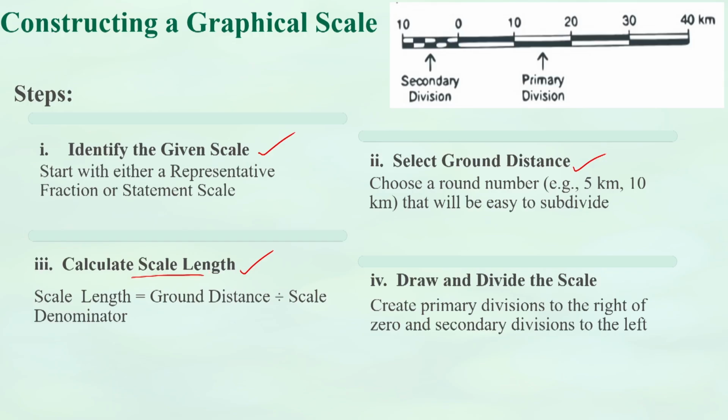Final step is, after having the length of the scale and choosing the ground distance, we can draw the bar scale by having the 0 point, some primary divisions, and some smaller secondary divisions. Let us construct now.